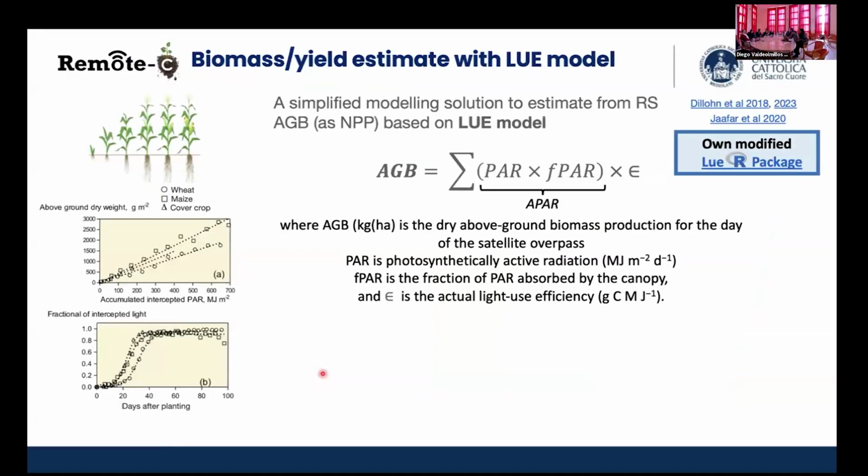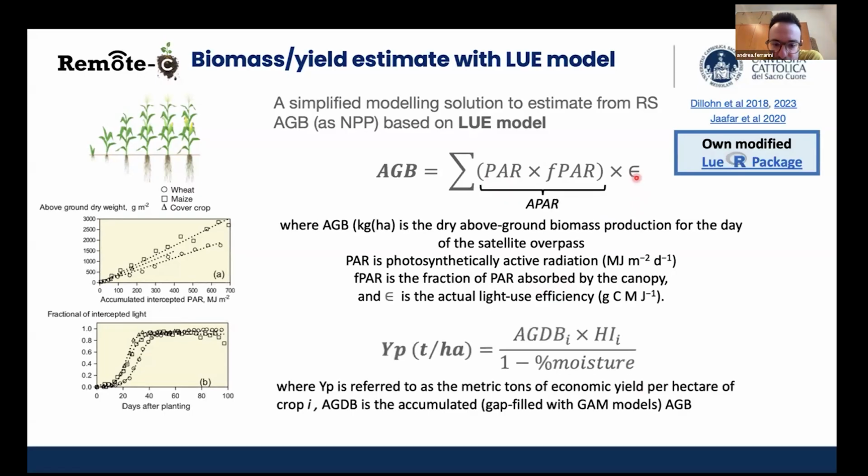So basically, the light use efficiency model is a very simplified model where the only remote sensing input is the fraction of photosynthetic active radiation estimated from satellites, from a simple linear relation between NDVI and fPAR. All the other model inputs come from the meteorological station, and the actual use efficiency is the product of environmental stressors, again temperature or soil humidity stressors, mostly derived from satellites and meteorological data. So we can have the accumulated above ground dry biomass and then the conversion to harvestable products.